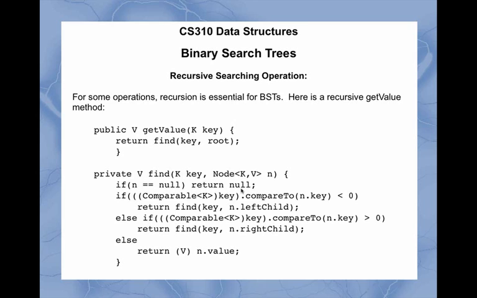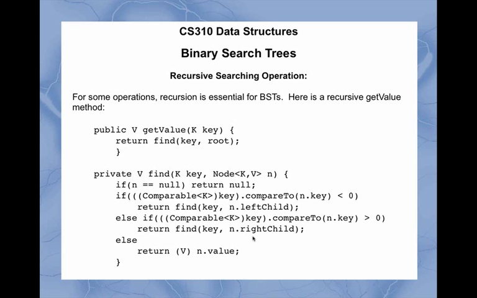Then each pass, or each subsequent call to a recursive algorithm, must represent a smaller piece of the problem. And that's the case here because you're passing in either the left or the right child pointer, and so you have roughly cut the tree in half.